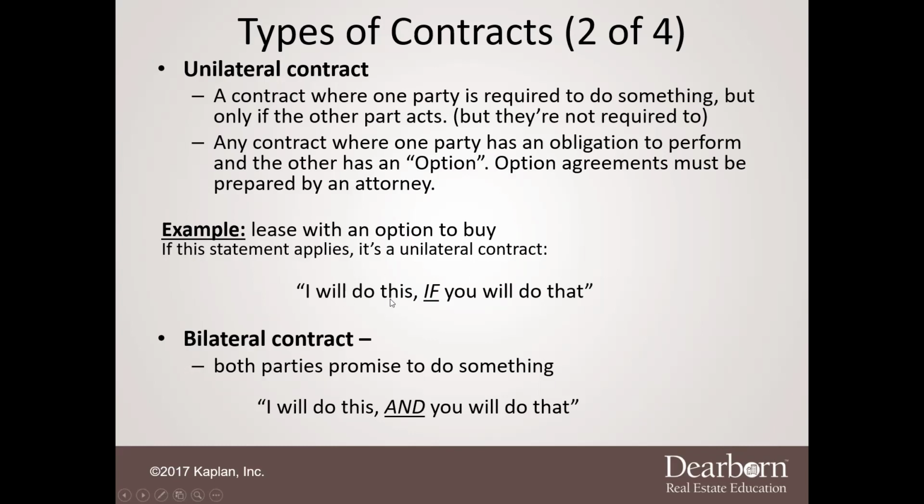So, I will do this if you will do that is the litmus test to determine if something's a unilateral contract or not, which is usually one that gives somebody an option to do something.